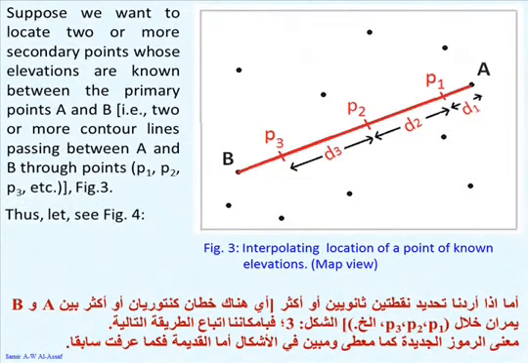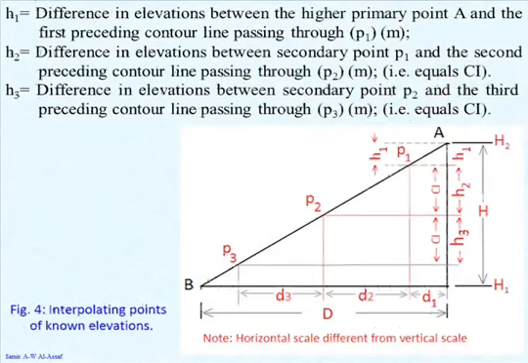Suppose we want to locate two or more secondary points whose elevations are known between the primary points A and B. That is to say, two or more contour lines passing between A and B through points P, figure 3. Thus, let's see figure 4.